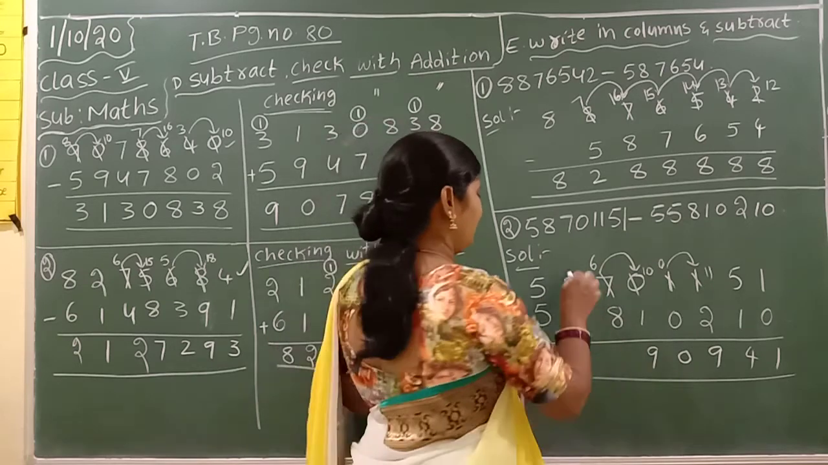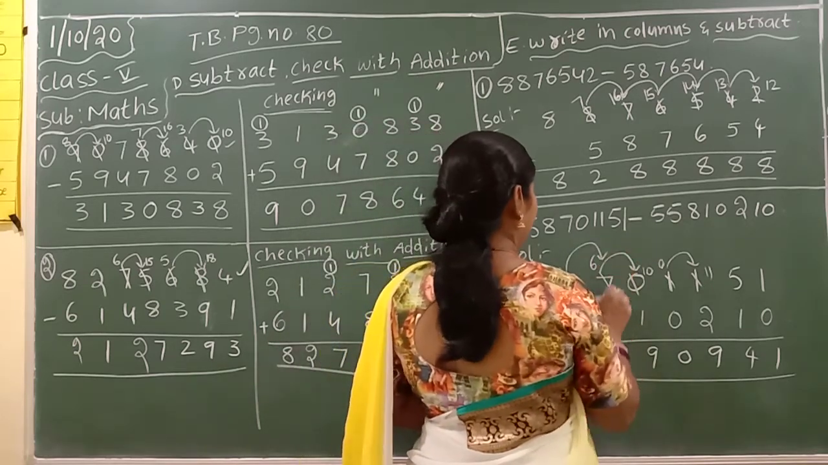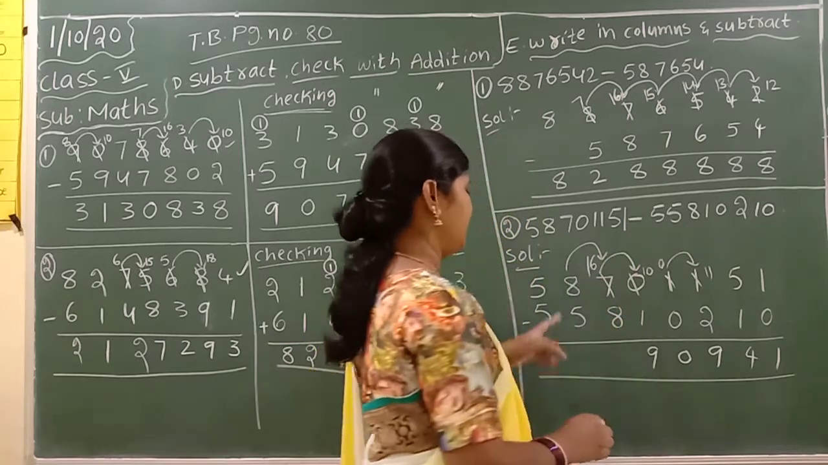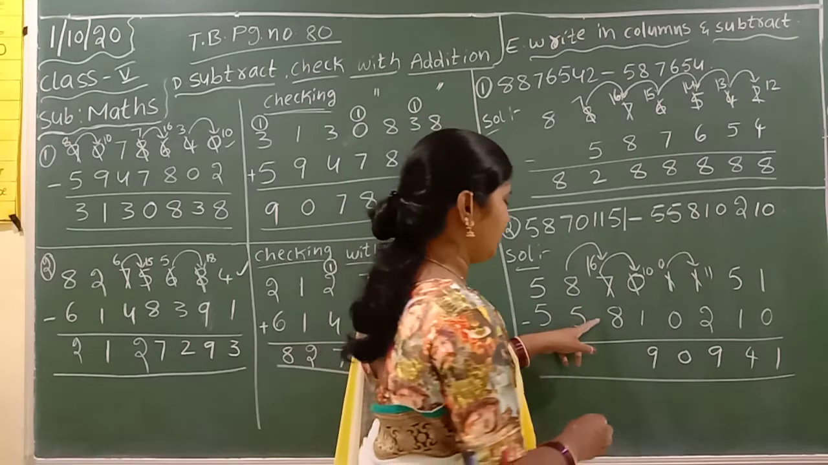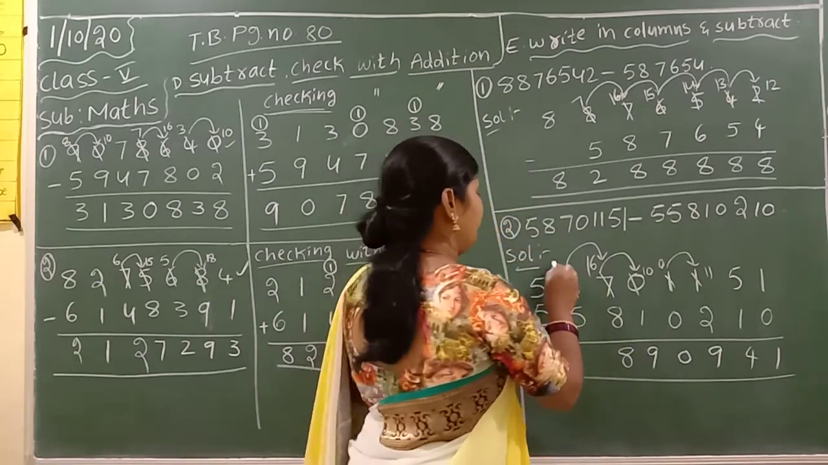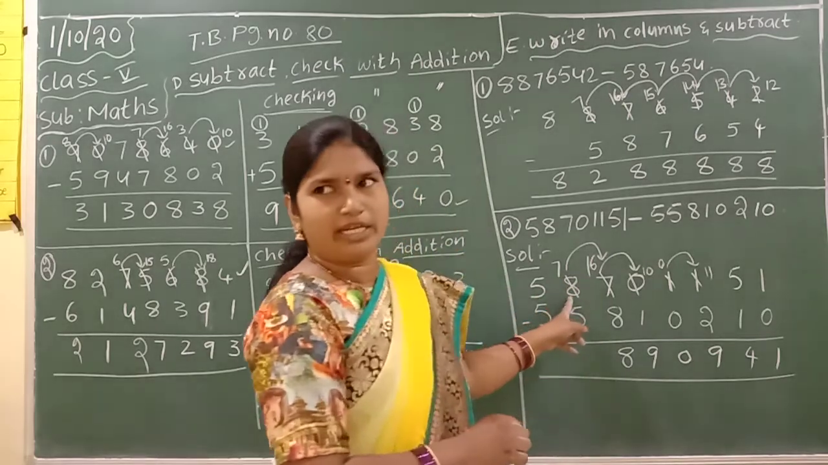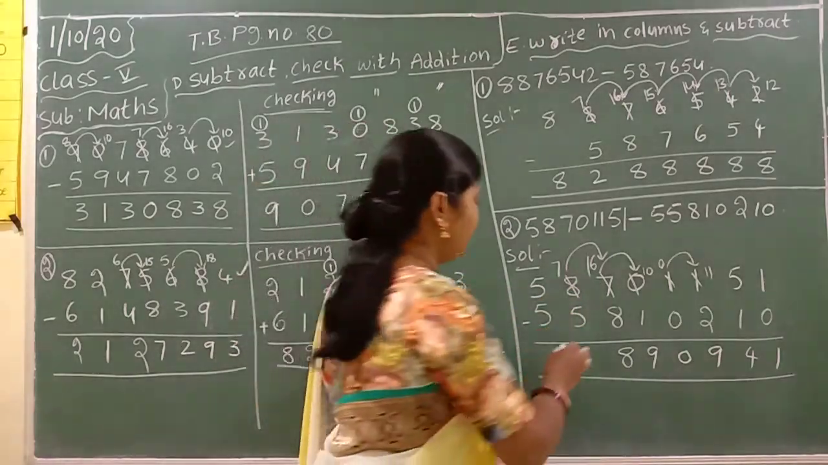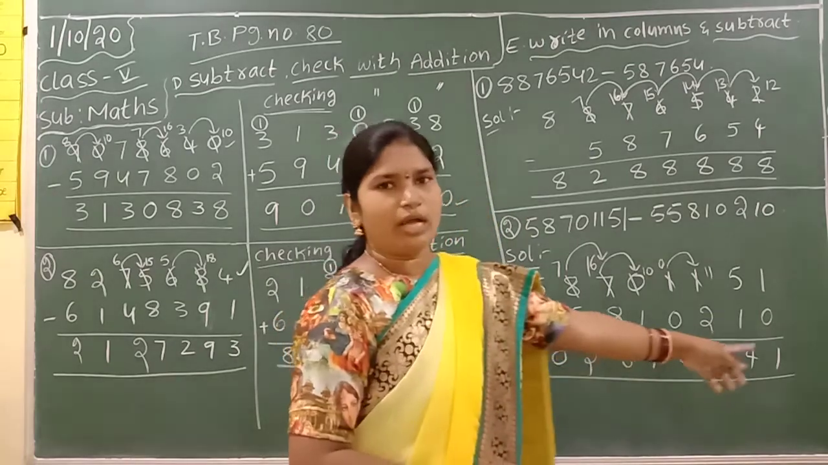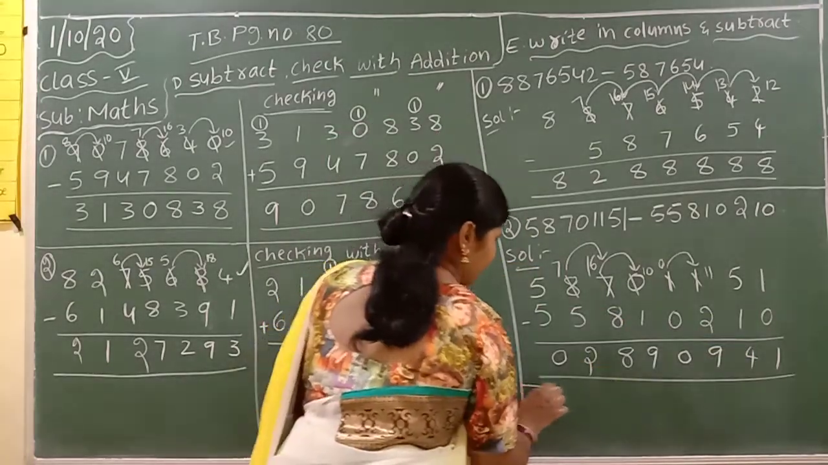Again take borrow from here. Take borrow from here, it becomes 16. And 16 minus 8, 8 is the answer. Here, how much remaining? 7 is remaining. 7 minus 5, 2. 5 minus 5, 0. Like this you have to finish this exercise.